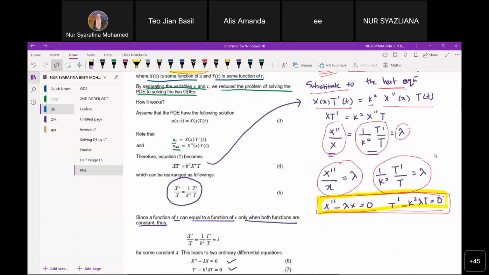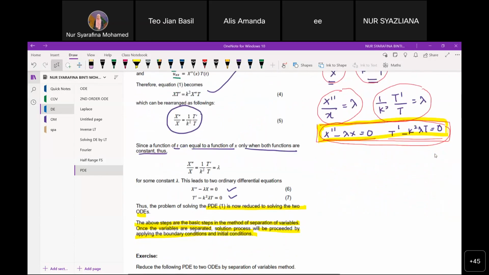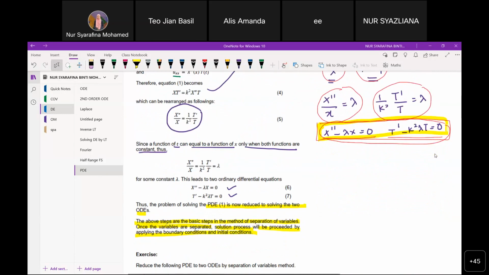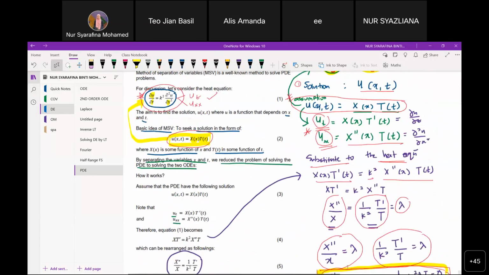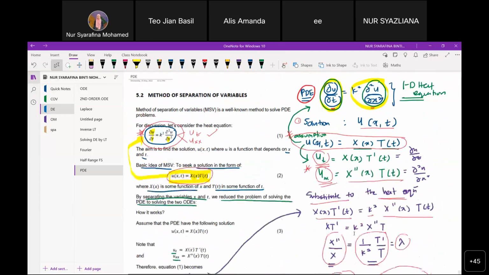As you can see, this is ODE, right? Previously, what we have done, we solved ODE. So it is quite easy for us to solve ODE, instead of PDE directly. So this is how we reduce, right? And then we consider the cases. Okay, understand or not? The idea behind the solution of PDE.